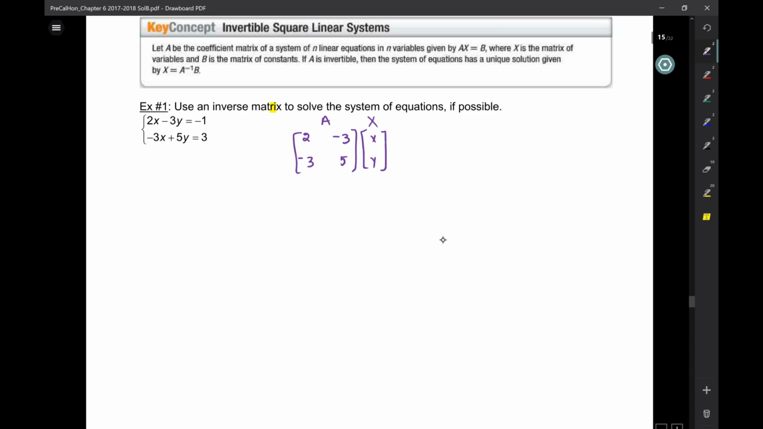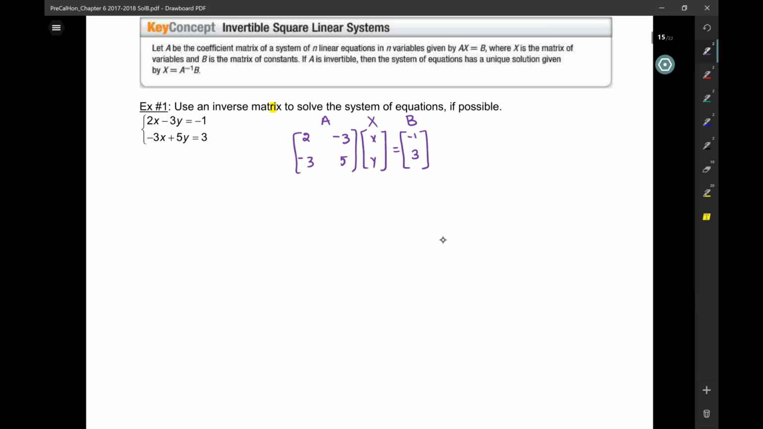Now that we know how to multiply, let's say you were going to multiply row 1, column 1. Then what would you get? 2x minus 3y. Do you see where, okay? You're just undoing the multiplication sort of. Now that's going to equal the constants, -1, 3. And we call that the B matrix, all right?